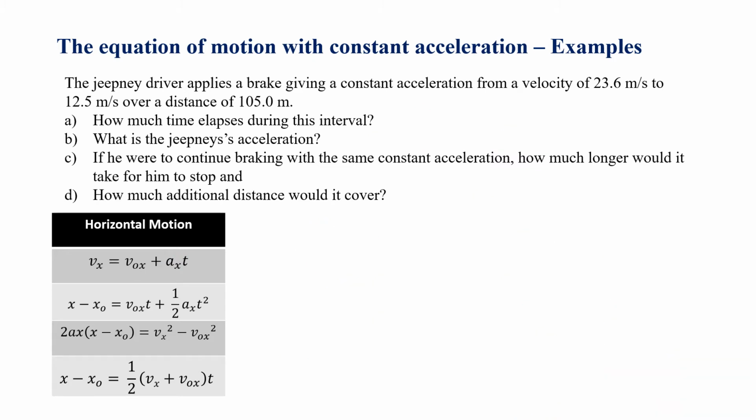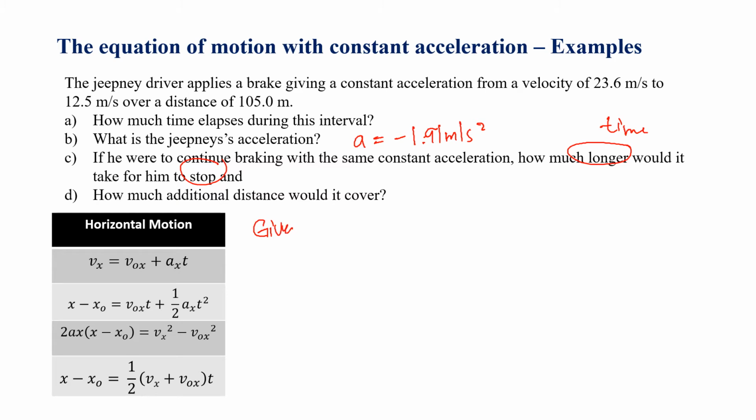Now let's solve problem C. If you were to continue braking with the same constant acceleration, how much longer would it take for him to stop? In this problem here, we're referring to the previous acceleration, which we have solved, and that acceleration was equal to negative 1.91 meters per second squared. Here, we're asked for the time t for your jeepney to stop moving.